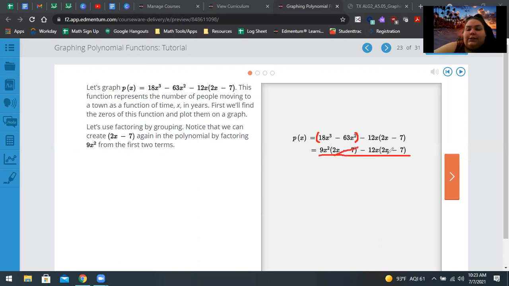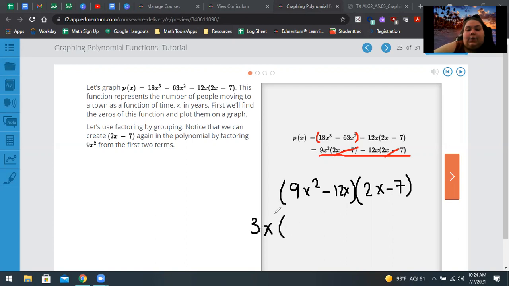Now we can still factor out the 2x minus 7. Let me write this out here. 2x minus 7, parentheses. And we're left with the front as 9x squared minus 12x. If I focus on this parentheses and see what else I can factor out, they both have an x, and they're both divisible by 3. So I'm going to take out a 3x here. 9x squared divided by 3x is 3x, minus 12x divided by 3x is 4. And then again, we still have our 2x minus 7, which we can't factor out from either. So we stop right there.